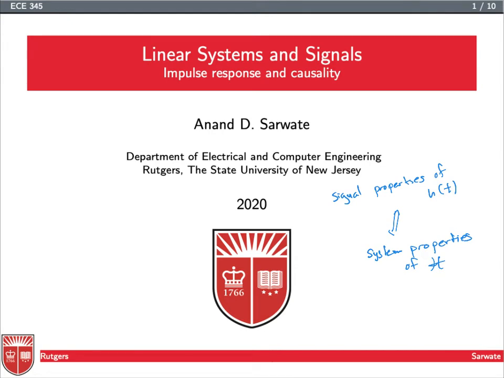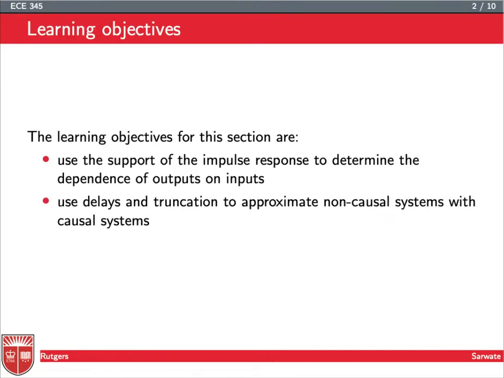And so now, for the first one, let's look at causality. We'd like to be able to show that the support of the impulse function, that is where the impulse function is non-zero, actually determines the temporal dependence of the output on the input. And with this, we can use delay and truncation to approximate a non-causal system with a causal system. For example, you might have a system that you'd like to implement, but it's not causal, but you could approximate it by shifting it over and truncating it. And we'll see what that means.